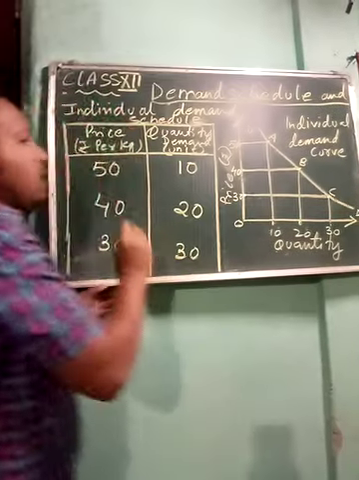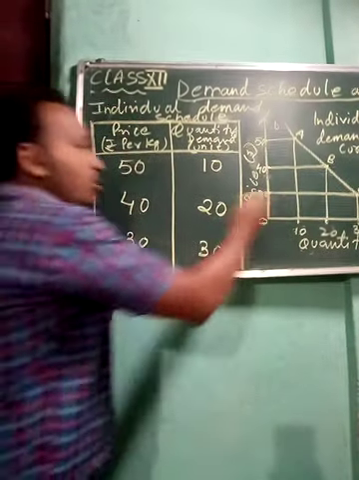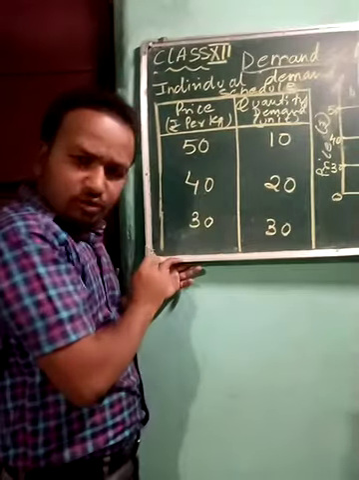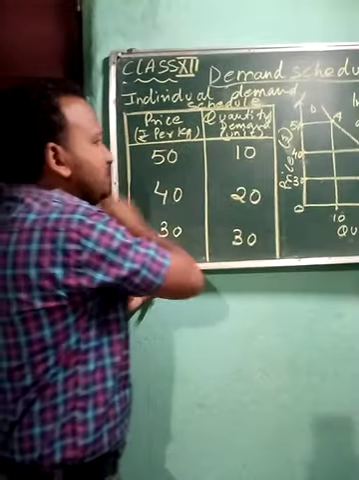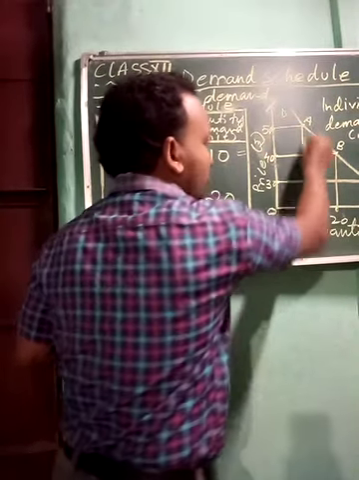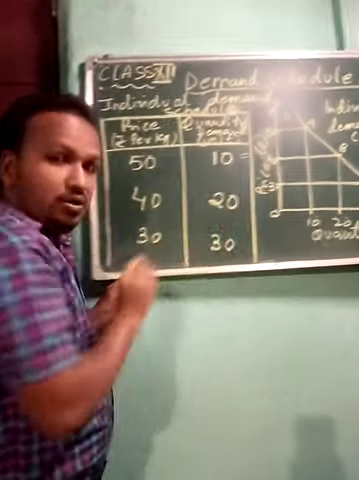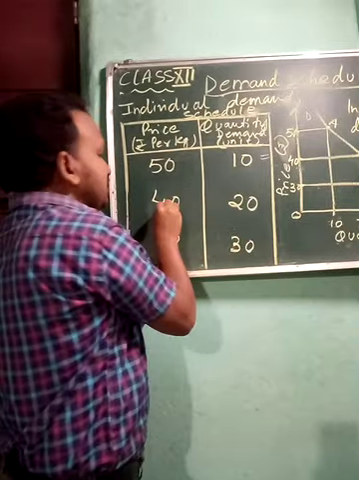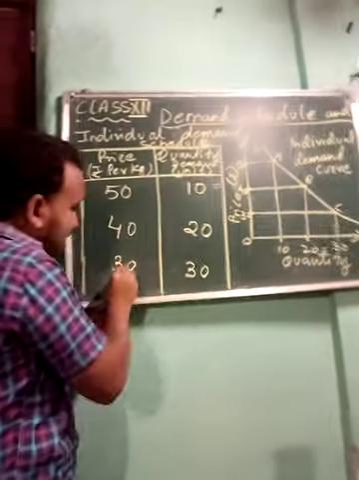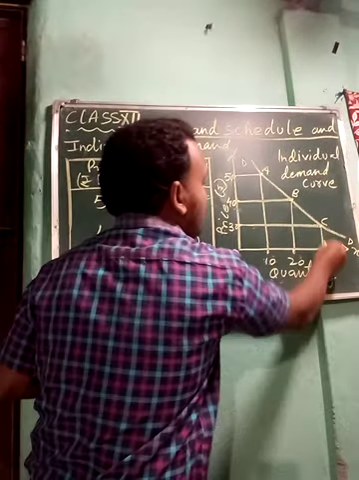After you have put the values of quantity and price, you look at the schedule to prepare the curve. When the price is 50, the quantity demanded is 10. When the price is 40, the quantity demanded is 20. And when the price is 30, the quantity demanded is 30.